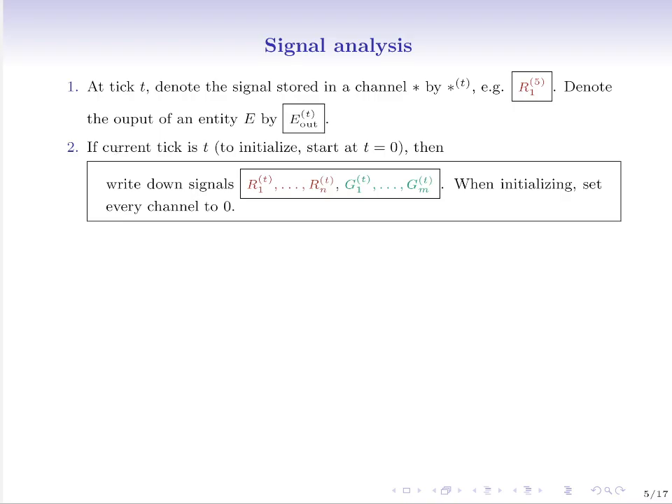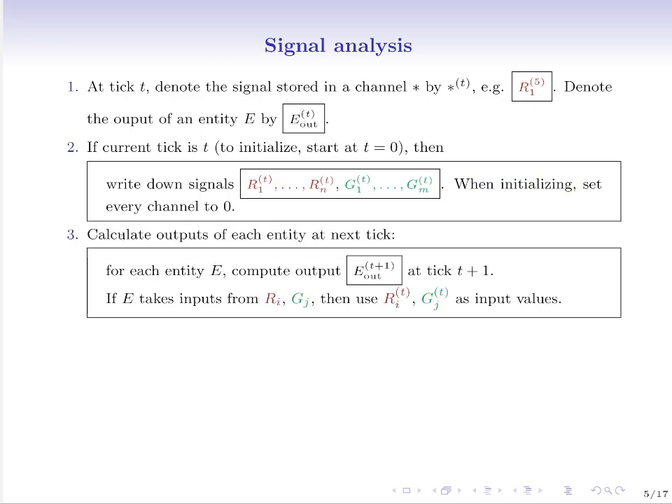If the current tick is T, or if you're starting, you would set T equal to 0, then we write down all the signals stored inside these channels, the red ones and green ones. And if you are initializing the circuit, just set everything to 0. Next, you calculate the output of each entity for the next tick. So you compute all the values for tick T plus 1, and suppose you have a combinator that takes input from a red channel and a green channel, then you would use the information you just recorded in the last step as the input values.